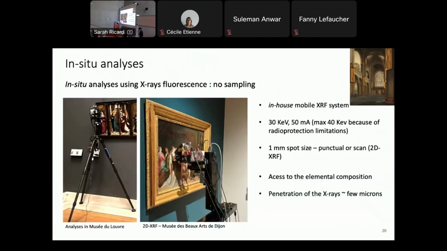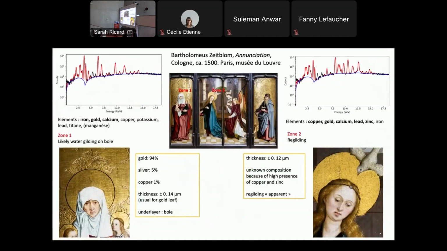Associated with this way of recognizing and trying to identify the gilding surfaces in artworks, we also performed a few analyses, especially XRF analyses, achieved in specific museums such as the Louvre, the Musée de Colmar, or the Musée de Dijon, with a portable device that allowed us to access the elemental composition of these paintings. But of course, when you do XRF, all the layers that are under the surface appear later in the results.